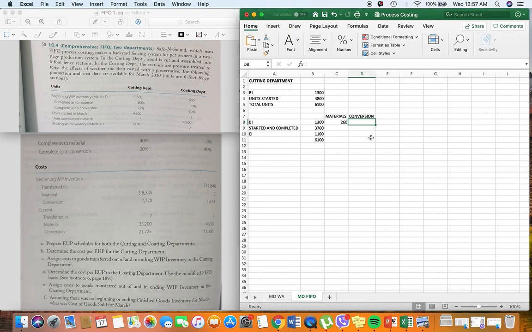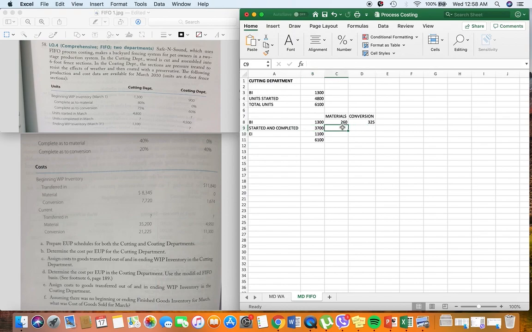So, we only need to add 25% of conversion to finish the beginning inventory units. What we do here is multiply the actual units, 1,300, by the remaining percentage that needs to be done, which is 25%, and we get 325. Okay, so now we go to the units started and completed.